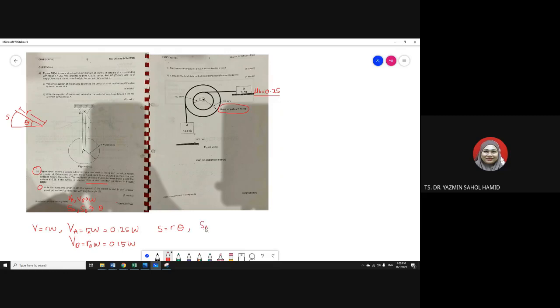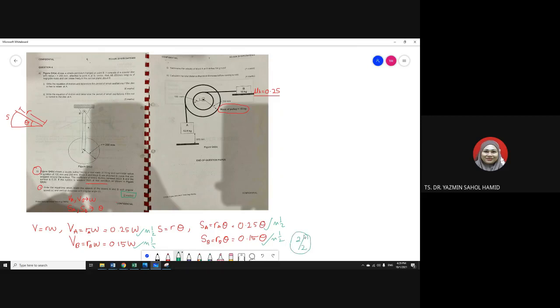So if we want to find SA, it will be RA theta. So RA is again the same, SA equals 0.25 theta. And then if we want to find SB, also the same, it will be RB theta. So RB is the inner radius, SB equals 0.15 theta. Okay, now if you notice the marks given here is 2 marks. So this one you will get half a mark, half a mark, half a mark, and half a mark, and then the total marks will be 2 over 2.